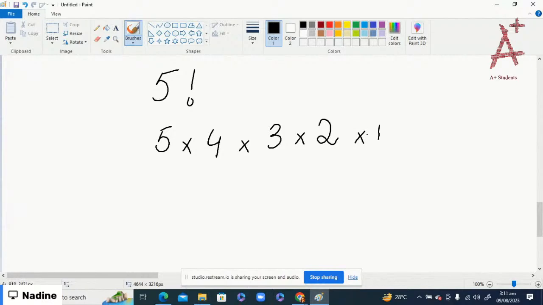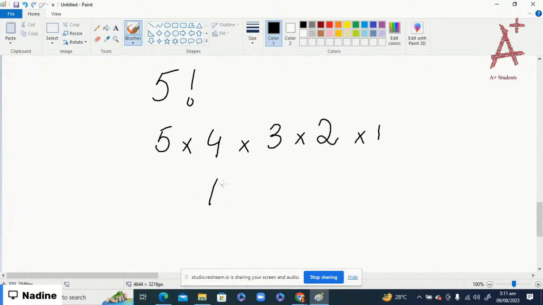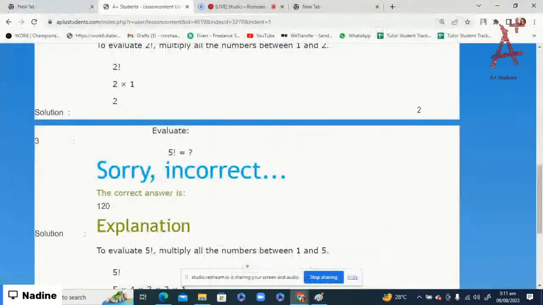5 times 4, that is 20. Now 20 times this 3 is 60. Now 60 times this 2 is 120. Now here is 120, only one number is left, so we're gonna multiply 120 with this 1, then we get the answer 120. That's it. Okay, all right, let's move back.